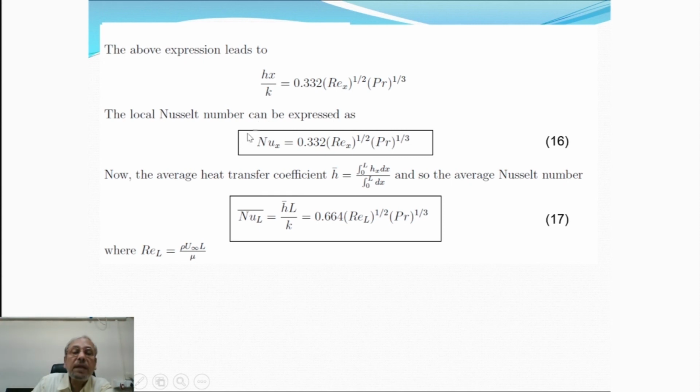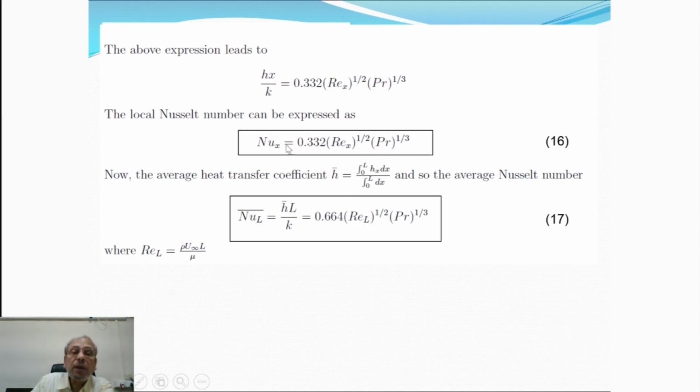And this is quite similar to the expression that we obtained from, again, the series solution, which was basically finally what we called Pohlhausen's solution.